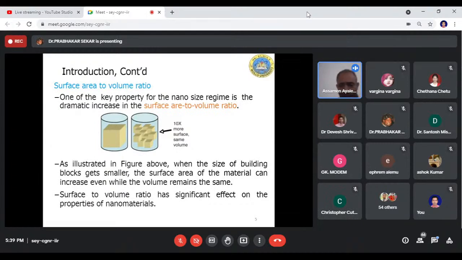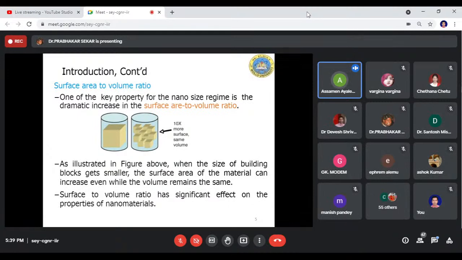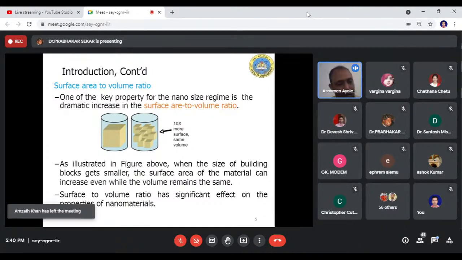Again, on this important issue in nanotechnology, the surface area to volume ratio, there is a dramatic increase. For example, in this figure we have a certain cubic structure in a certain container, but as illustrated in the figure, when the size of the building blocks of the material gets smaller, the surface area of the material can increase even while the volume remains the same. Surface to volume ratio has a significant effect on the properties of nanomaterials.